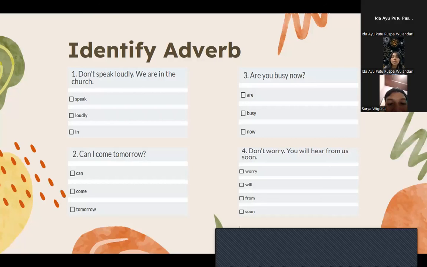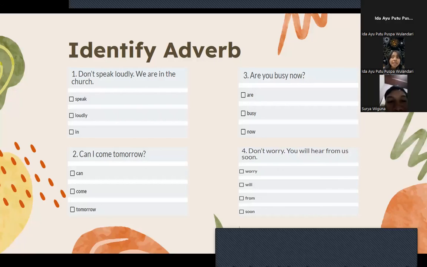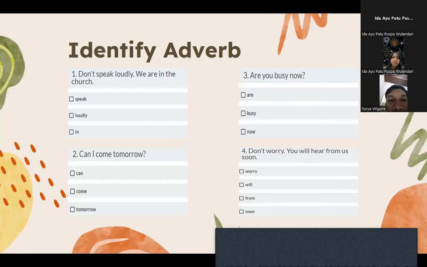What about the first question? Don't speak loudly. We are in the church. A, speak. B, loudly. C, in. Okay, so the first one, don't speak loudly, we are in the church, is B, loudly.